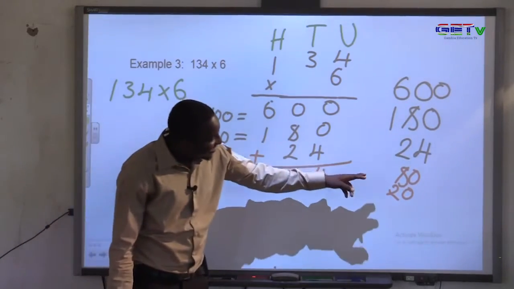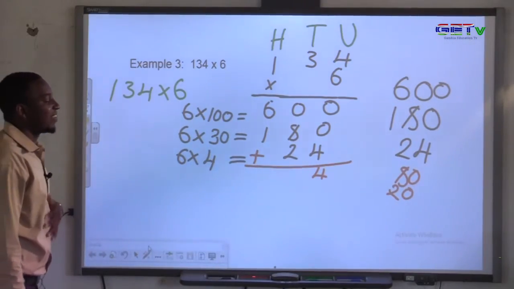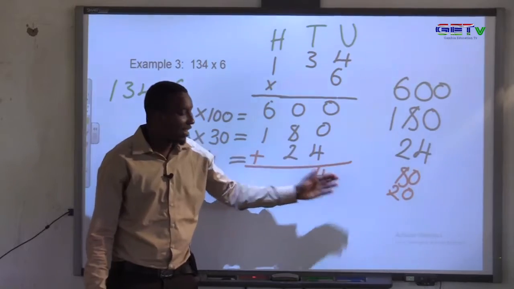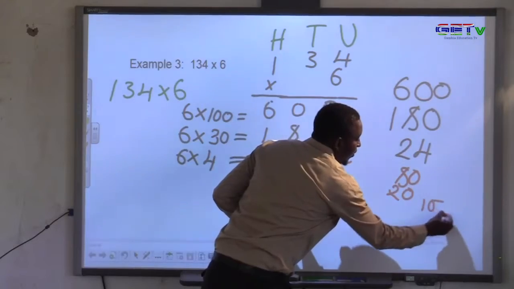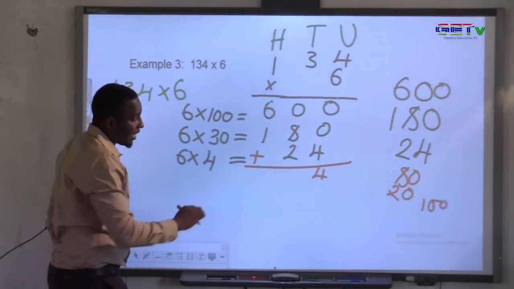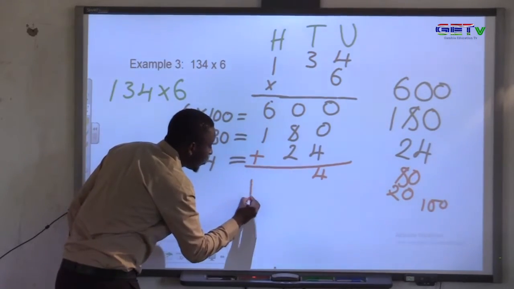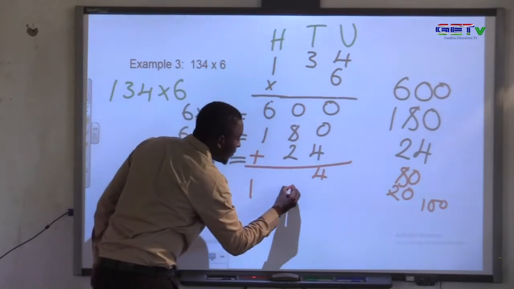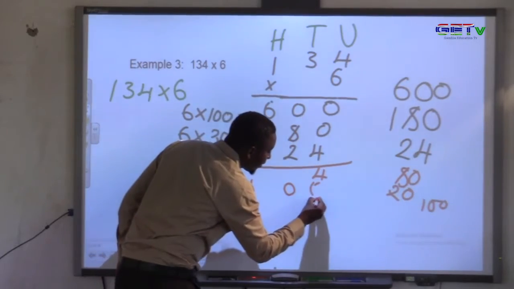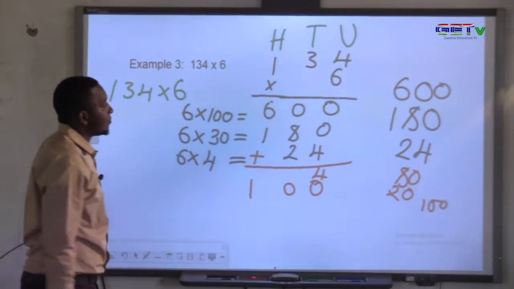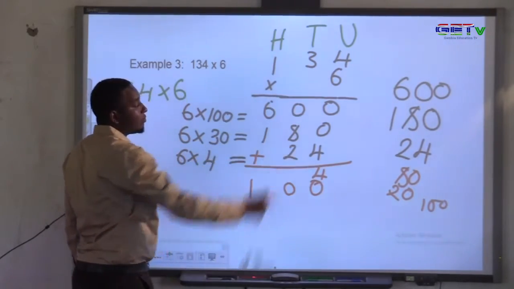If we add 80 and 20, the answer will give us 100. So we are going to write 100. There are 3 digits. We are going to write each digit in its respective place value. So we are going to have 1 under 100, 0 under tens, and the other 0 under units. We've added the unit column, and we've also added the 10th column.